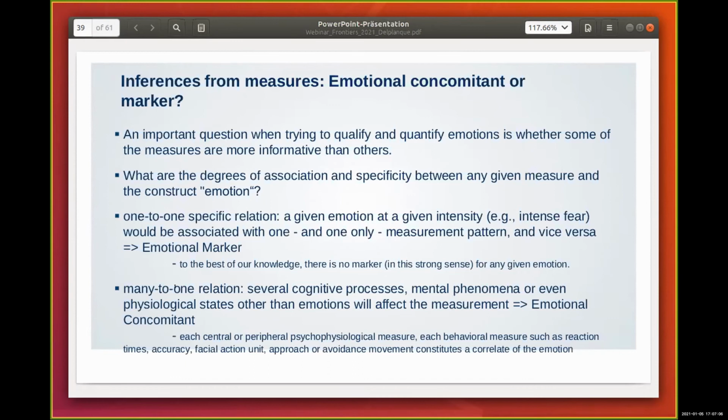In most cases, in all the cases, we have what we call a many-to-one relation. Several cognitive processes, mental phenomena, or physiological states other than emotions will affect the measurement. In that case, we call that emotional concomitance. So each central or peripheral psychophysiological measure, each behavioral measure, such as reaction time, accuracy, facial action unit, approach or avoidant movement, are correlates or concomitants of emotion. None of them is so far a marker of an emotion.